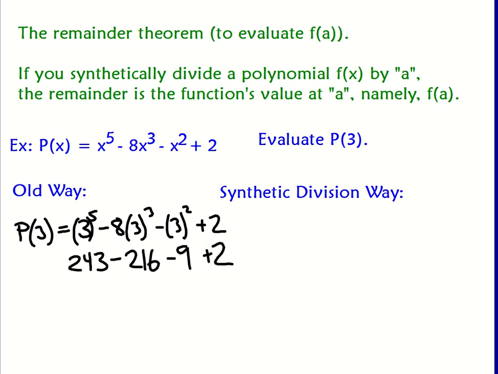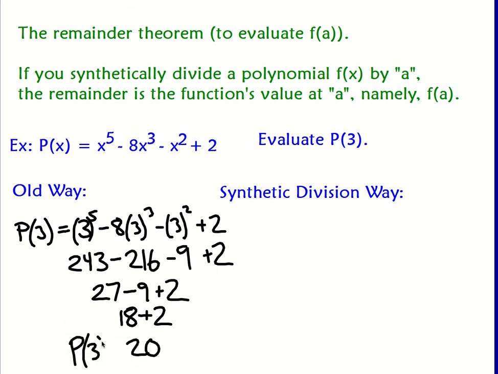And then to say that 243 minus 216 would be 27 minus 9 plus 2, so 18 plus 2, which is 20. P of 3 equals 20. With a calculator, that's not so bad. Without a calculator, that's a little bit of a pain.